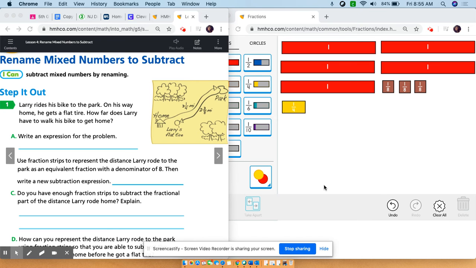Hey boys and girls, so today we're on page 161, 162, and 163. The title of this lesson is called Rename Mixed Numbers to Subtract. A word that you're familiar with is either to regroup or rewrite mixed numbers.